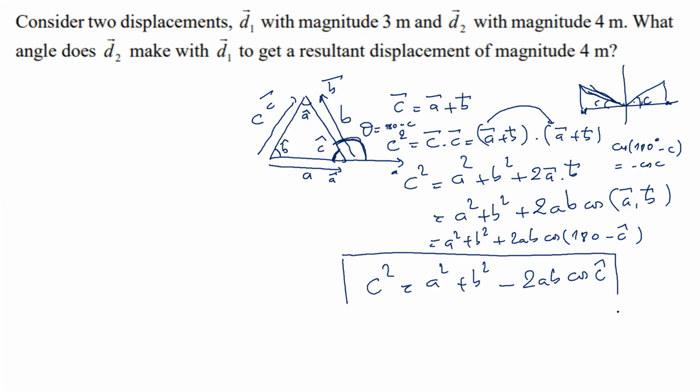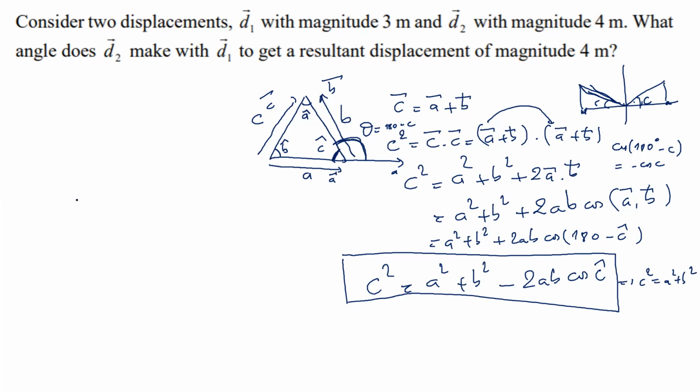So this is a generalization of the Pythagorean theorem. Okay, so here, when I know A and B, and I know the angle that is opposite to C, I can get the magnitude of C. By the way, if C is 90 degree, cosine 90 degree is 0, so you end up with C square is A square plus B square, which is the Pythagorean theorem.